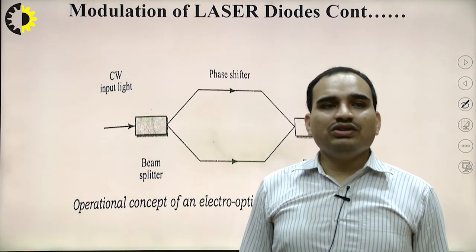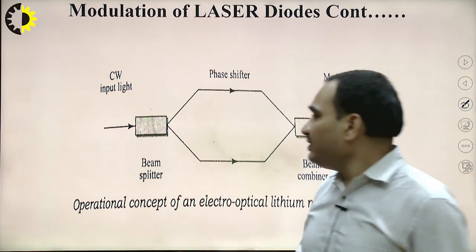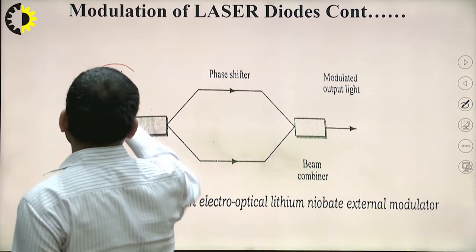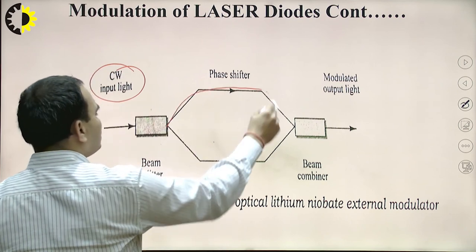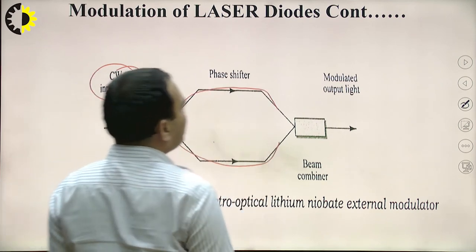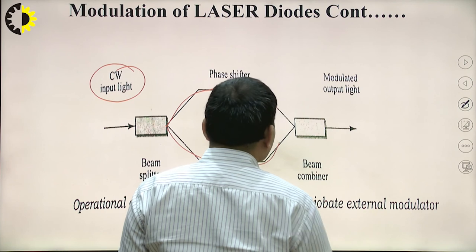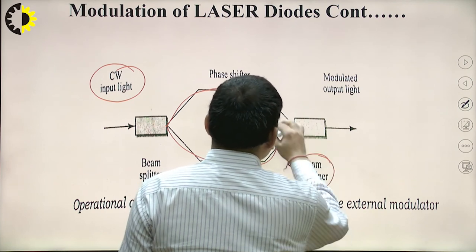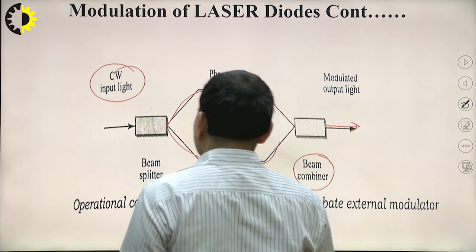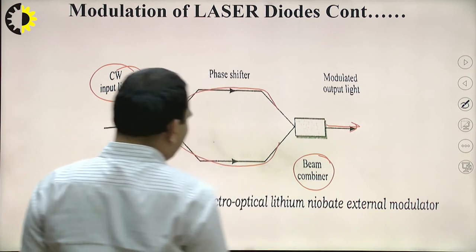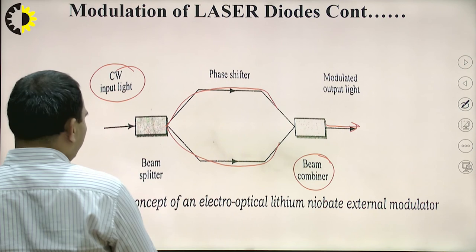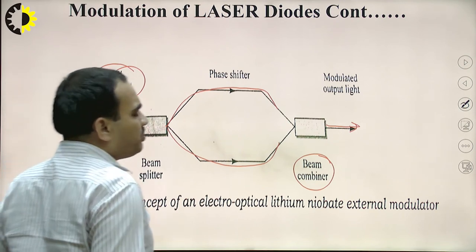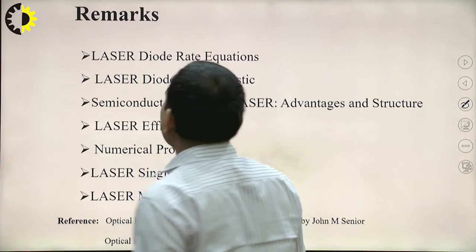In the modulation, we can see we have the beam splitter. We have the continuous wave input light, then we have the phase shifter. Here we get the two waves in the modulated light output. Then we have a beam combiner which combines these two waves, and we get external modulation with the help of the operational concept of an electro-optical lithium niobate external modulator.